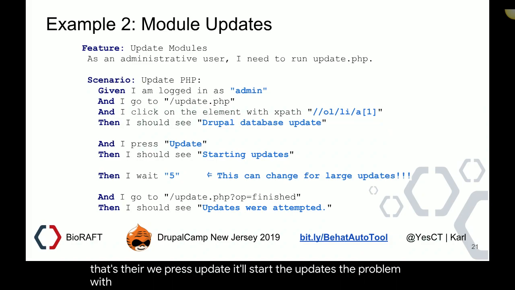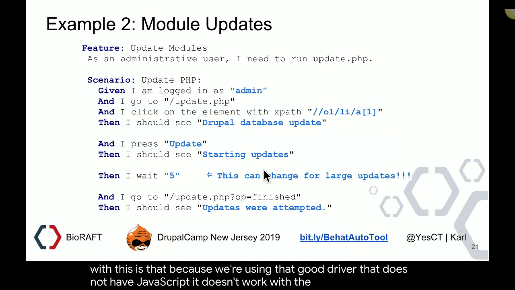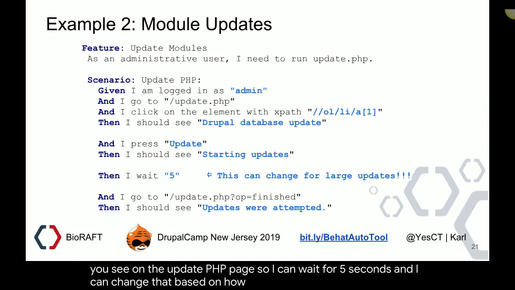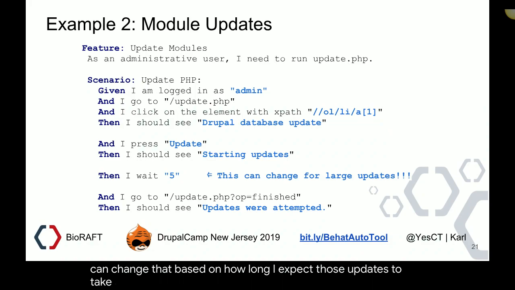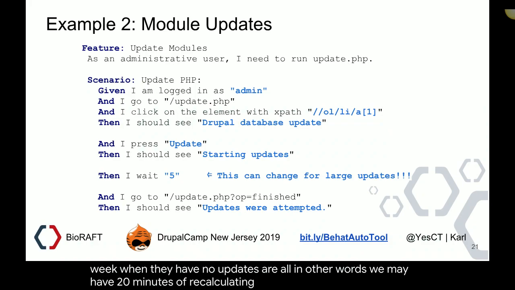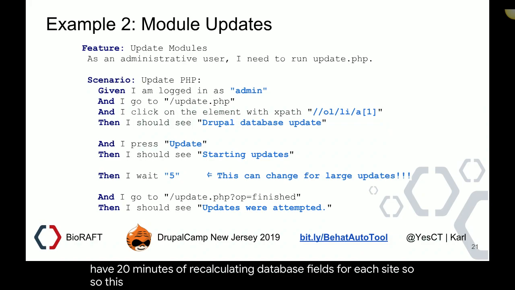The problem with this is that because we're using that good driver that does not have JavaScript, it doesn't work with the normal updates that you see on the update.php page. So I can wait for 5 seconds, and I can change that based on how long I expect those updates to take. But that part is not going to be the same every week. One week we may have no updates at all. Another week we may have 20 minutes of recalculating database fields for each site. So this part is a little bit of a sticky part with this approach.